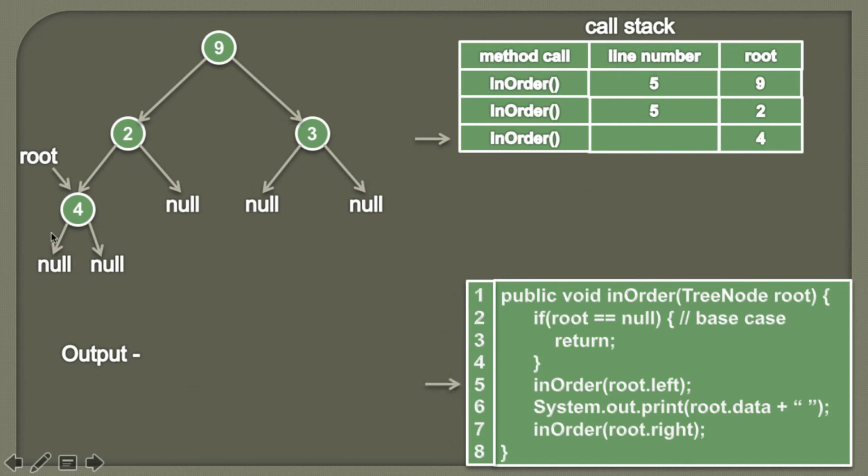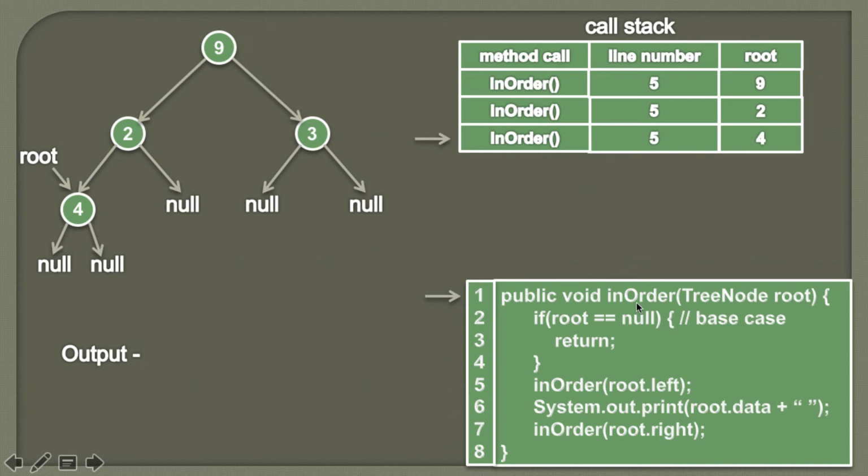And here before processing the node 4, we have to first process its left subtree. Therefore we are again calling the inOrder method and we are passing root.left. Currently root is pointing to the node 4, so now we are calling this inOrder method and we are passing the null value to it. And here we will keep track of the line number, as we are leaving this method and calling this method.